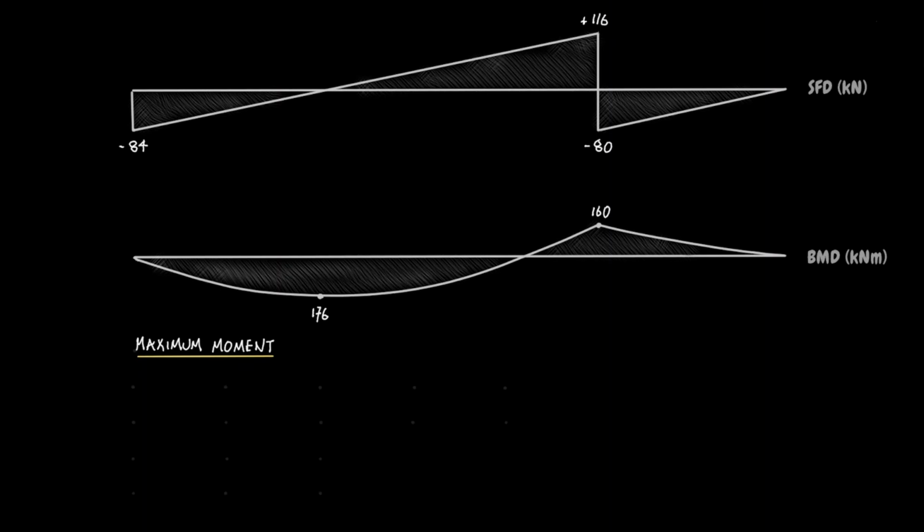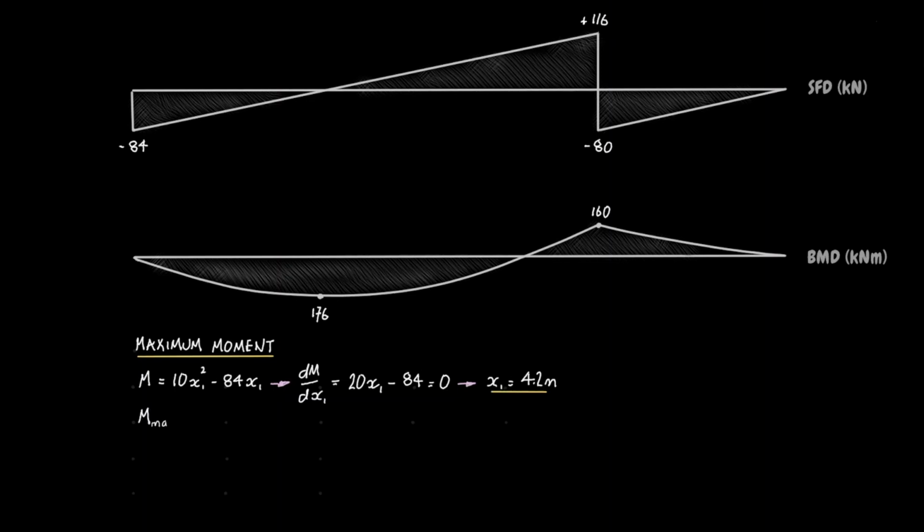First, write down the expression for the bending moment between A and B, 10x1 squared minus 84x1. Now differentiate the expression to get the slope of the bending moment diagram. When the slope is 0, the bending moment is at a maximum. So the maximum sagging moment occurs 4.2 meters from A.